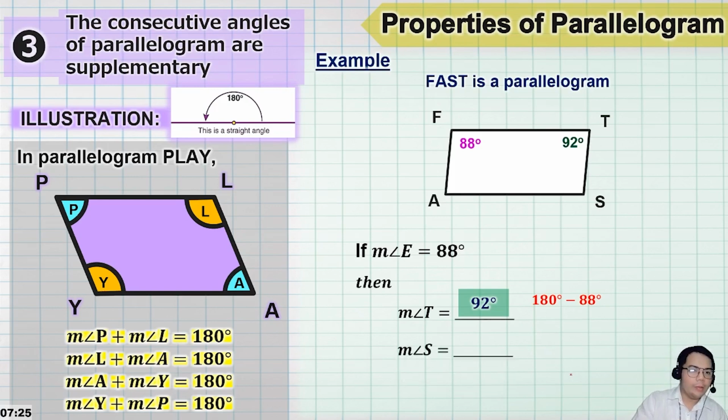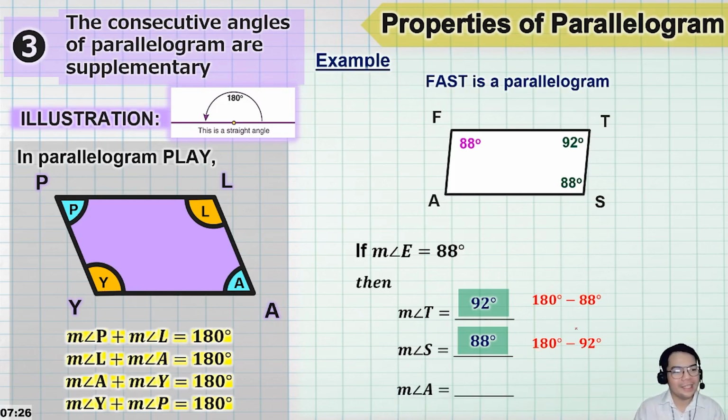Next, what is the measurement of angle S? You can subtract 92 from 180, or you can also apply that opposite angles are congruent kasi 'di ba? Ayan, opposite angles pa rin naman sila ni angle F, which is also 88 degrees. Let's proceed to the last one. What do you think is the measurement of angle A? Could be 180 minus 88 degrees. So, pwedeng siguro kumuha ka dito kay angle F or kay angle S. Ayan, that's equal to 92 degrees. Or, pwede rin naman siyang opposite ng angle T, which is also 92 degrees.